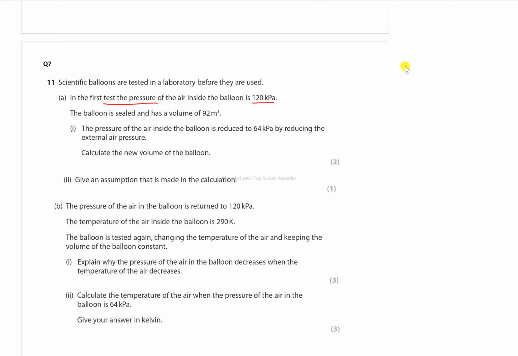The balloon is sealed and has a volume of 92 meter cubed. The pressure of the air inside the balloon is reduced to 64 kilopascals by reducing the external air pressure. Right. For this question, you've got to know P1 V1 is equal to P2 V2.